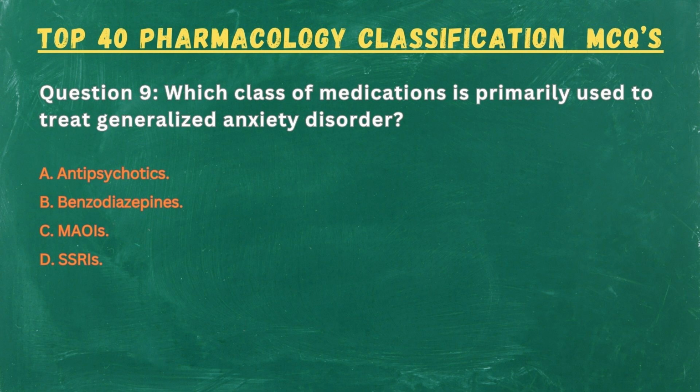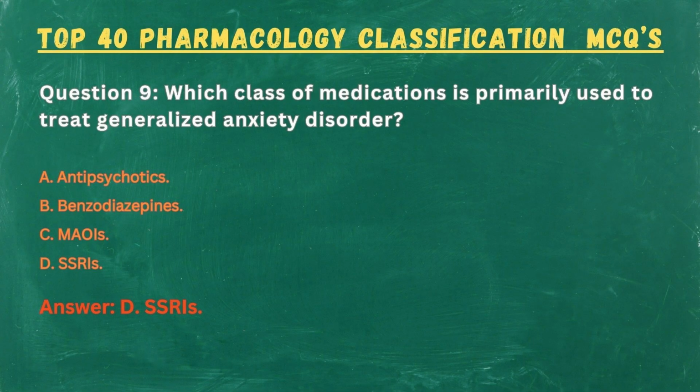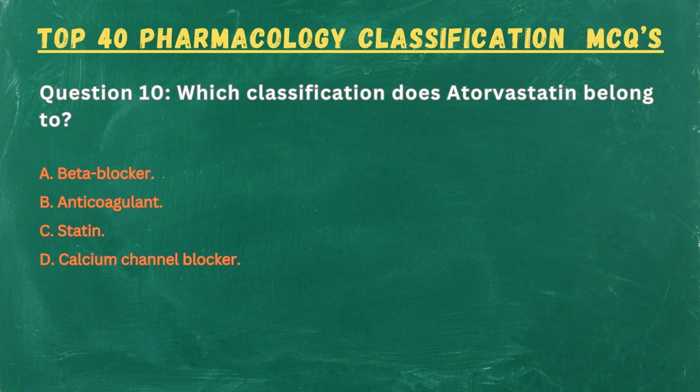Question 9. Which class of medications is primarily used to treat generalized anxiety disorder? A. Antipsychotics. B. Benzodiazepines. C. MAOIs. D. SSRIs. Answer: D. SSRIs.